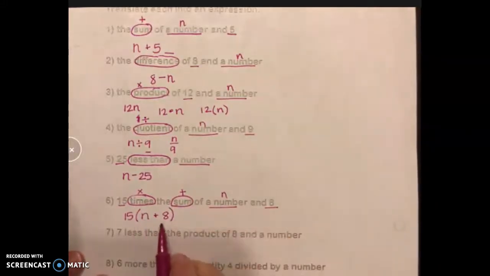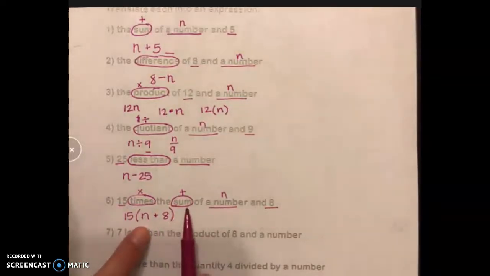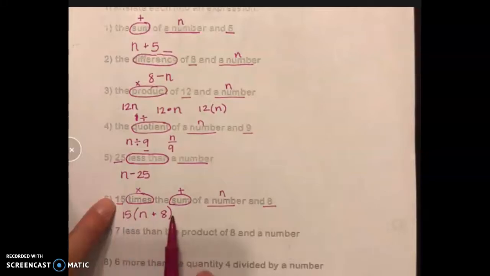Now guys, I chose to use parentheses because it's helping to group together so that we know that the sum of a number and 8, those are grouped, and we're going to do 15 times that.